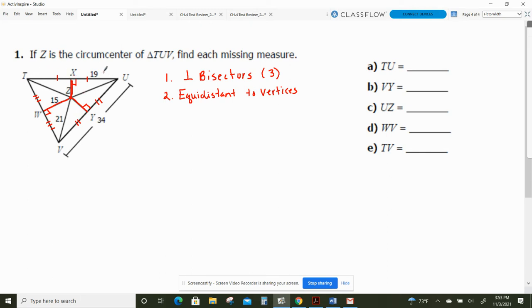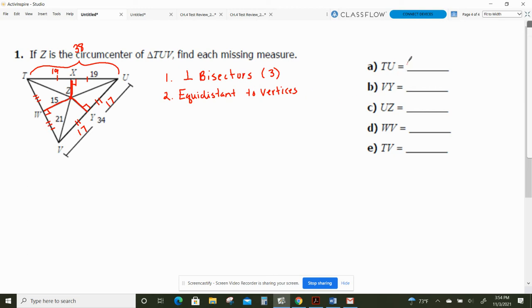So if I go to side TU and I know that these 2 pieces are equal, if this is 19, then I know this is 19. I could also figure out this whole side TU would be 19 plus 19, which is 38. If I go to side VU, it gives me the total length is 34. So if I wanted to find these 2 pieces, VY or UY, I could cut 34 in half. So that would be 17 and 17. We don't know anything about TV, so we're going to leave that alone for right now.